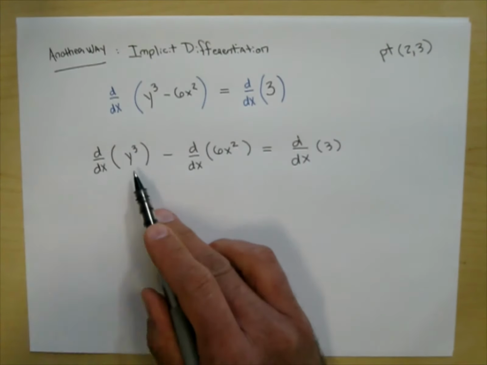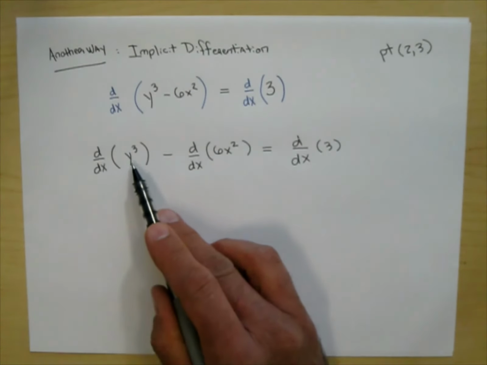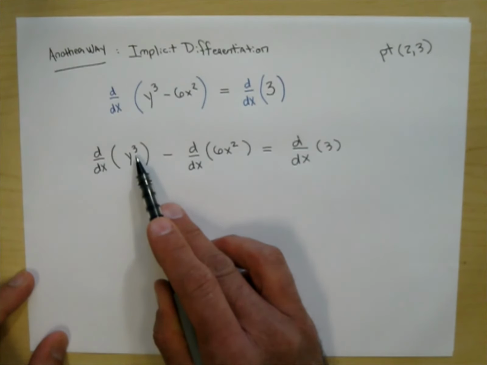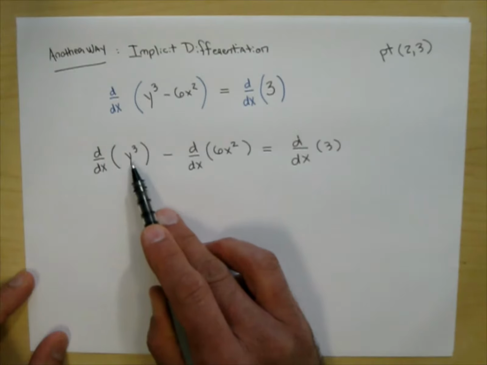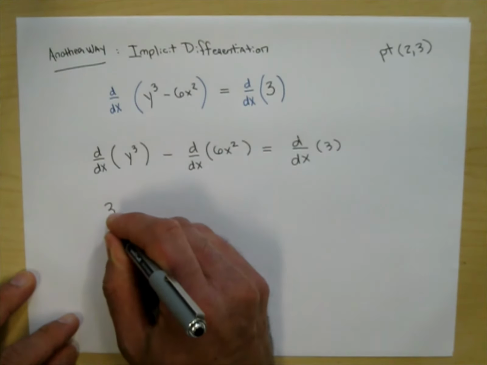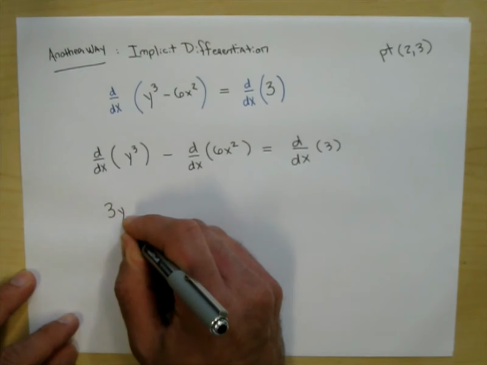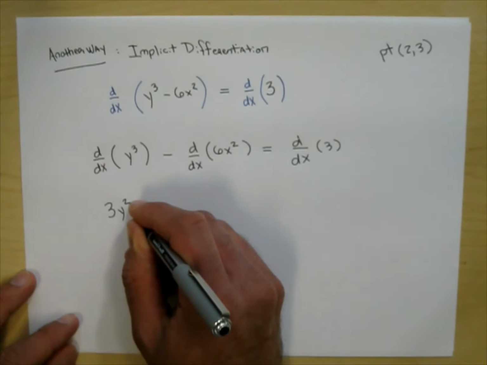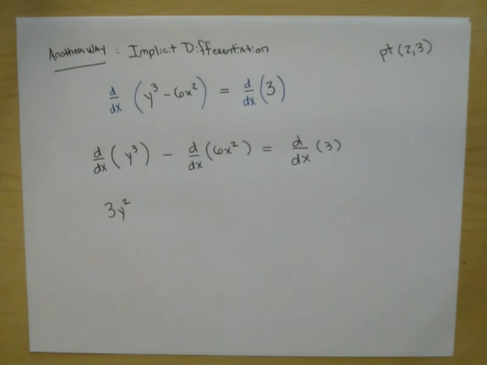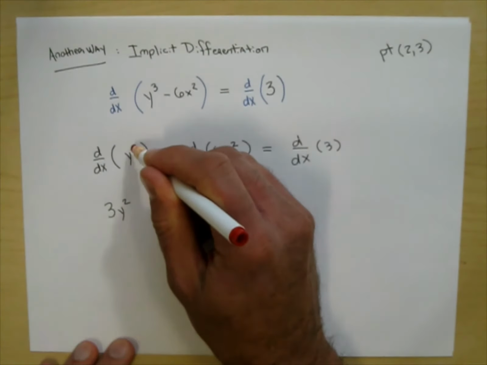So here's the tricky part. To take the derivative of y cubed, I am actually doing the chain rule here. I have to take care of something cubed. The derivative of something cubed is 3 times something squared. Remember when we first did the chain rule, we can cross out that 3 now.